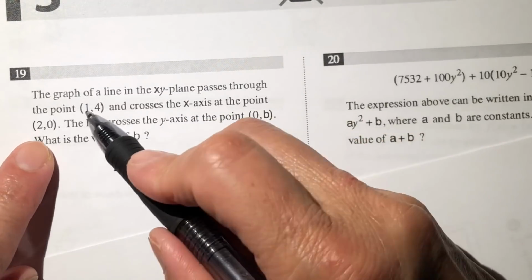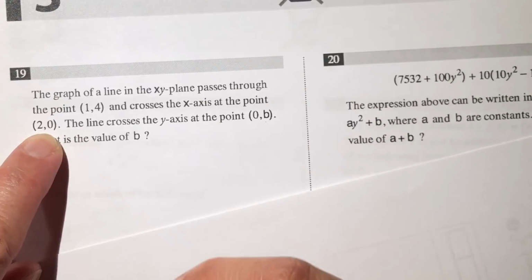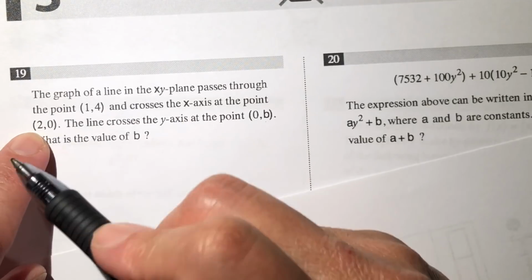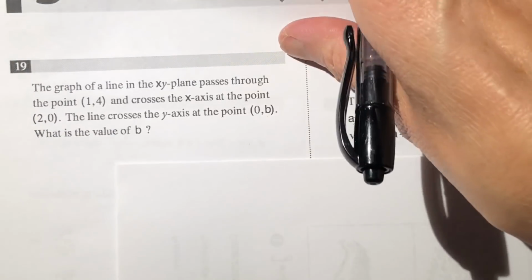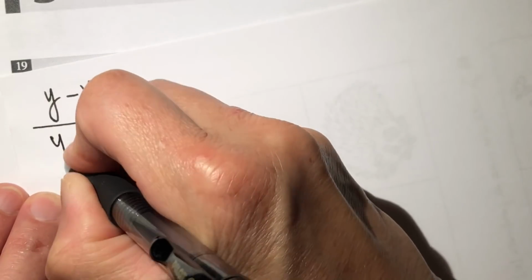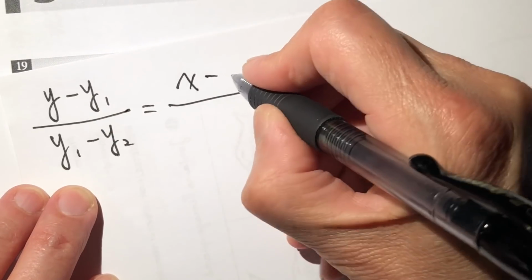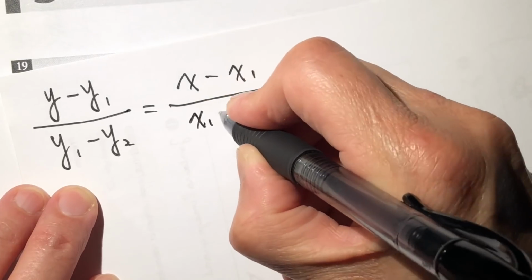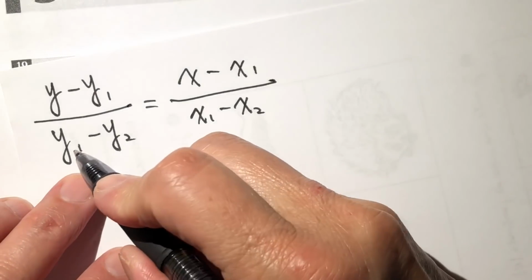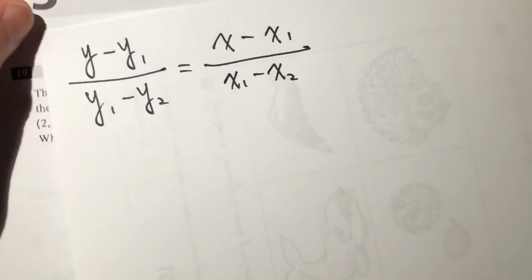So here we have 2 points. 2 points can fix a line. When we know 2 points, we know the function of this line. And these 2 points are real numbers, so we can just use the function we already know: y minus y1 over y1 minus y2 equals x minus x1 over x1 minus x2. This is a 2 points function. We know y1, y2, x1, x2.